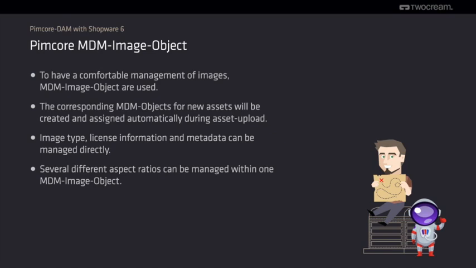The corresponding MDM objects will be created and assigned automatically during the upload of new assets to Pimcore. Things like image type, license information, and metadata can be managed directly. The different aspect ratios can be managed within the created MDM image objects.